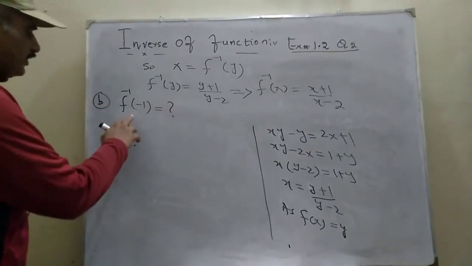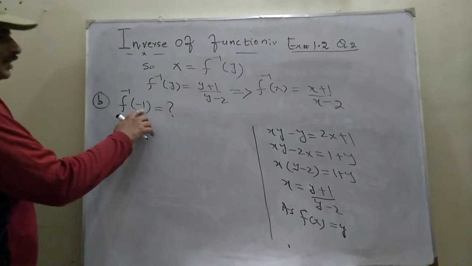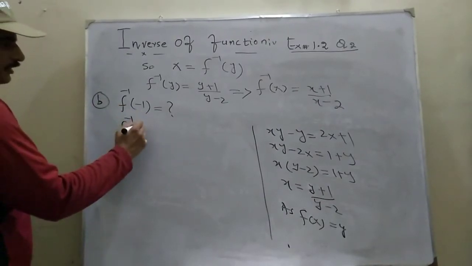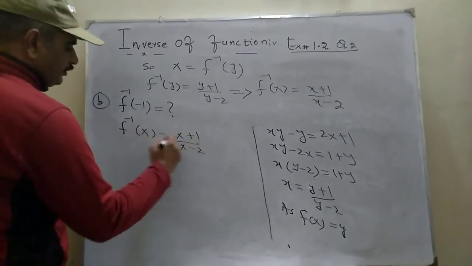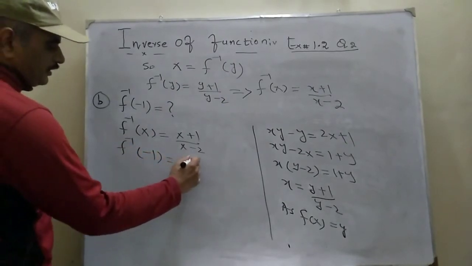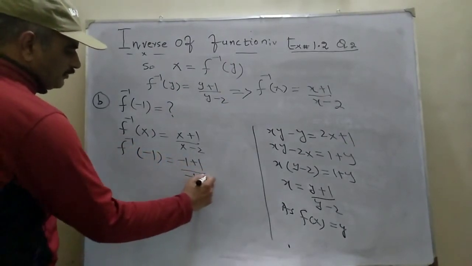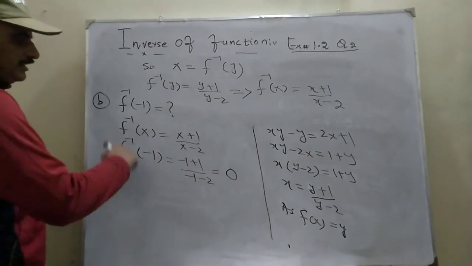Now we have to find the value of f inverse at -1. So our inverse function is x plus 1 over x minus 2. So f inverse of -1 will be -1 plus 1 over -1 minus 2, which is 0. The value of the inverse function at -1 is 0.